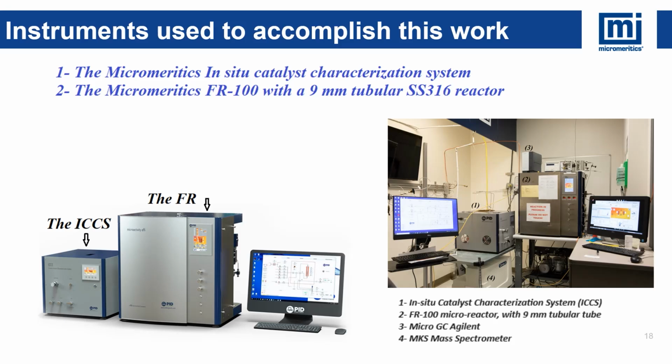Number 3 is we have a micro GC, so we can also follow all the products, not only the CH4, but maybe you have methanol and other products. It's connected directly at the exhaust of the reactor.